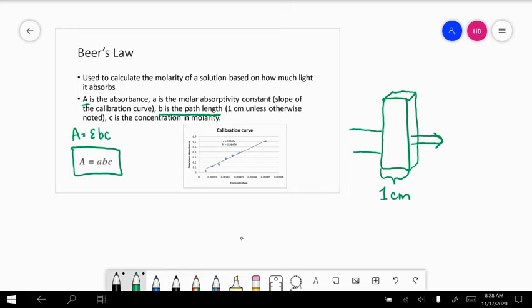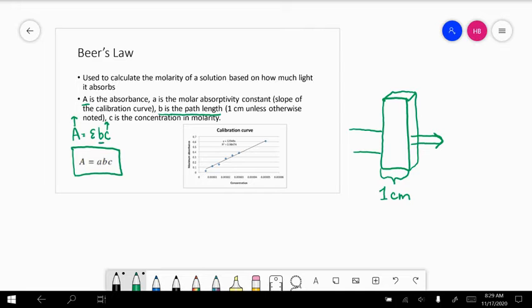The concentration has to do with how much solute is dissolved in the solvent. The higher the concentration, the higher the absorptivity. Visualize if you only had water: most of the light is going to pass right through. If you had water with Kool-Aid dissolved in it, the more Kool-Aid dissolved in it, the less light would be transmitted and the more light would be absorbed. So the higher the concentration, the higher the absorptivity.